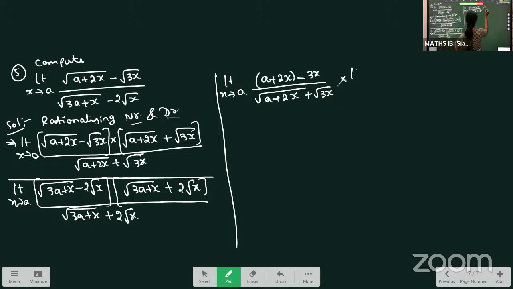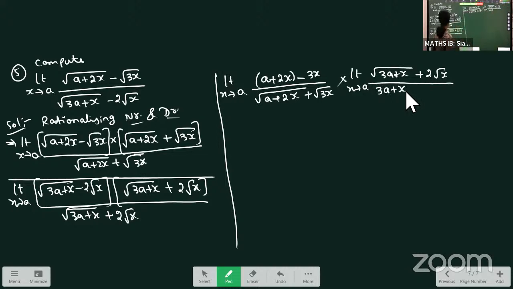So limit x tends to a. The fourth denominator is √(3a + x) + 2√x. Apply the formula (a + b) into (a − b) is a square minus b square. A square means √(3a + x) whole square, so root and square get cancelled. It is 3a + x minus b square, 2√x into 2√x. It is 4x, because 2 square times √x whole square is 4x.